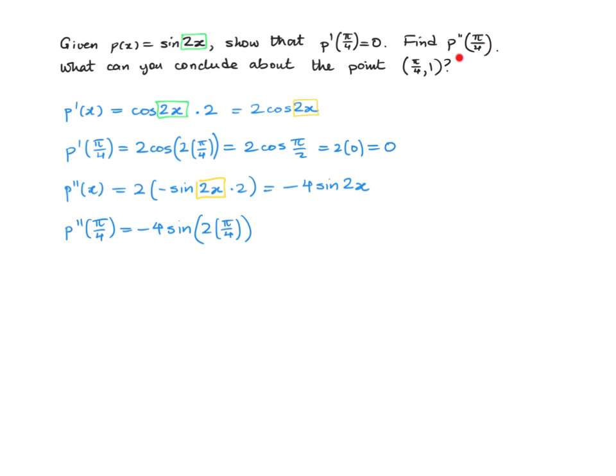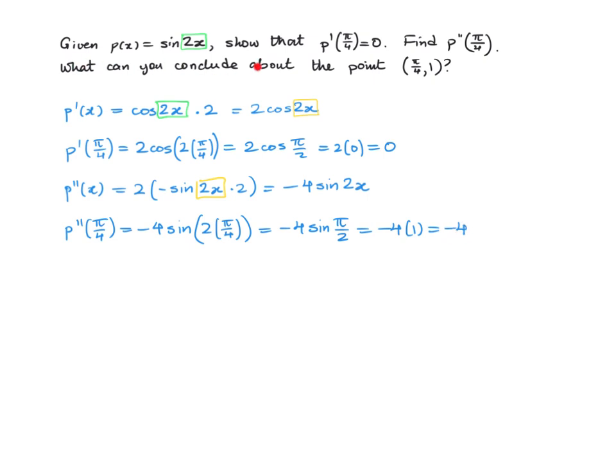Again, we were asked to find p double prime of pi over 4, so we're going to plug pi over 4 into the p double prime formula, which is negative 4 sine of pi over 2. And again, from trigonometry, we know sine of pi over 2 is 1, so the answer is negative 4.